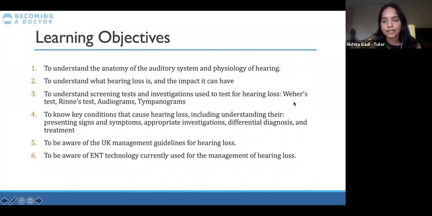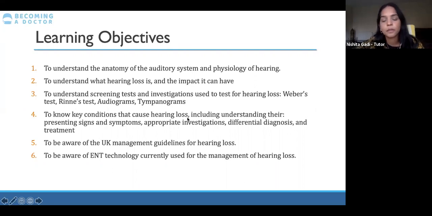So learning objectives. What we're going to cover today is we're going to try to understand the anatomy of the auditory system and the physiology of hearing, to understand what hearing loss is and the impact it can have, to understand screening tests and investigations used to test for hearing loss. This includes Weber's test, Rinne's test, audiograms, and we're going to cover tympanograms a little bit as well. And to know key conditions that cause hearing loss.